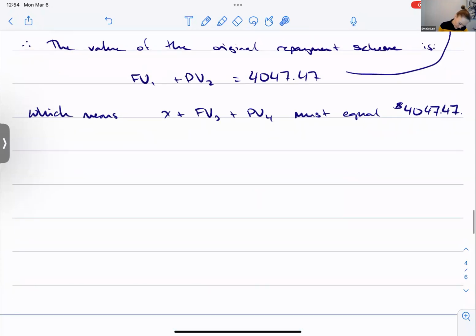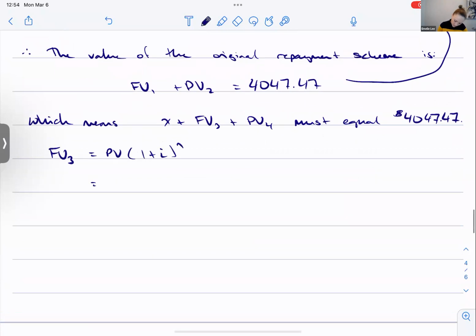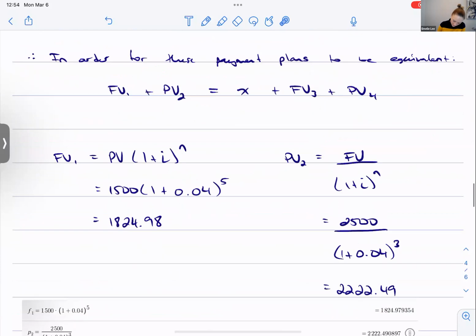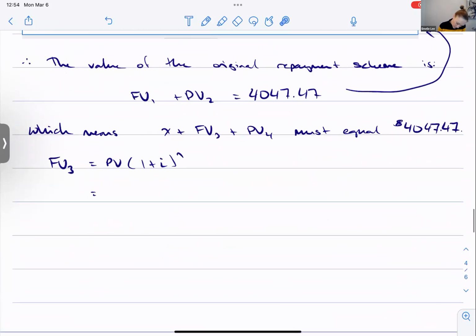So let's go ahead and do that. Future value 3 is the present value times 1 plus i to the power of n. In this case, we have a dollar amount. It's $1,000, has to get pulled forward for 3 compoundings. So 1,000 times 1 plus 0.04 to the power of 3.